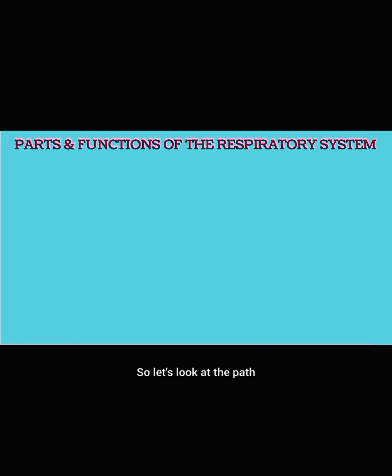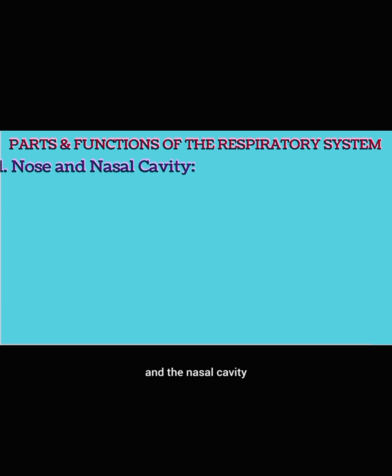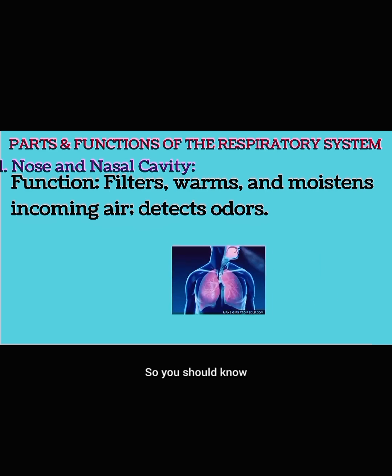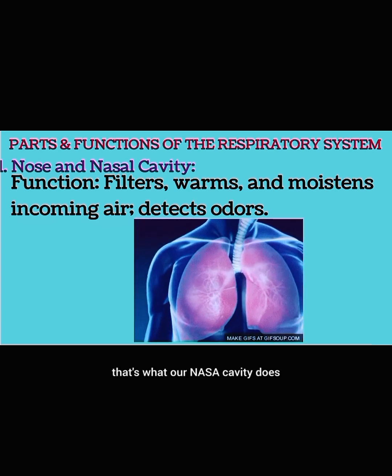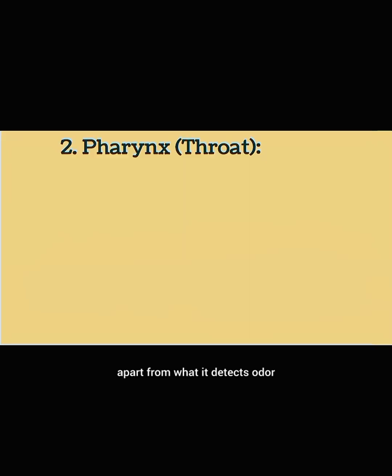So let's look at the parts and the functions of the respiratory system. Number 1 is the nose and the nasal cavity. What do they do in the respiratory system? It filters the air, warms and moistens the incoming air, and detects odor. So you should know that's what our nasal cavity does. It helps us to take in air, apart from detecting odor.